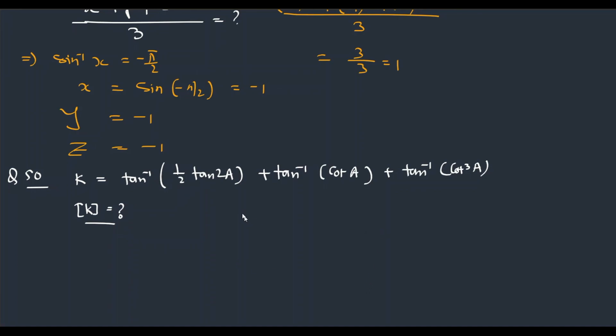Here one restriction is given on the angle: pi by 4 is less than a and a is less than pi by 2. So a lies between 45 degrees to 90 degrees. Then what is the value of box of k?